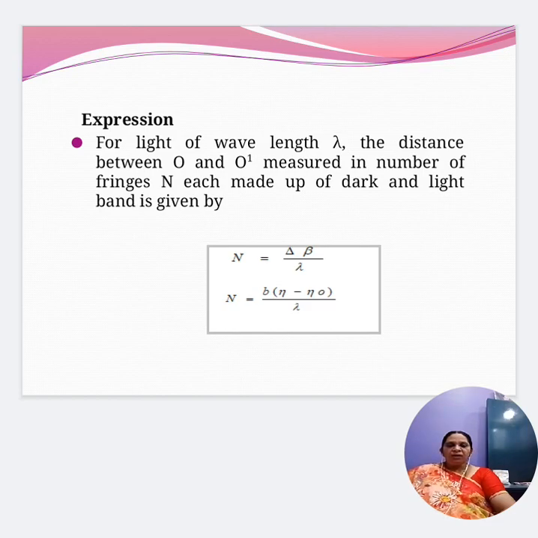Here nu naught is the refractive index of the medium, nu is the refractive index of the material, and B is the thickness of the sample. By counting the number of fringe patterns, since you know the wavelength, you can find out the refractive index of the material nu. So this is how we find the refractive index of any unknown substance by using an interferometer.